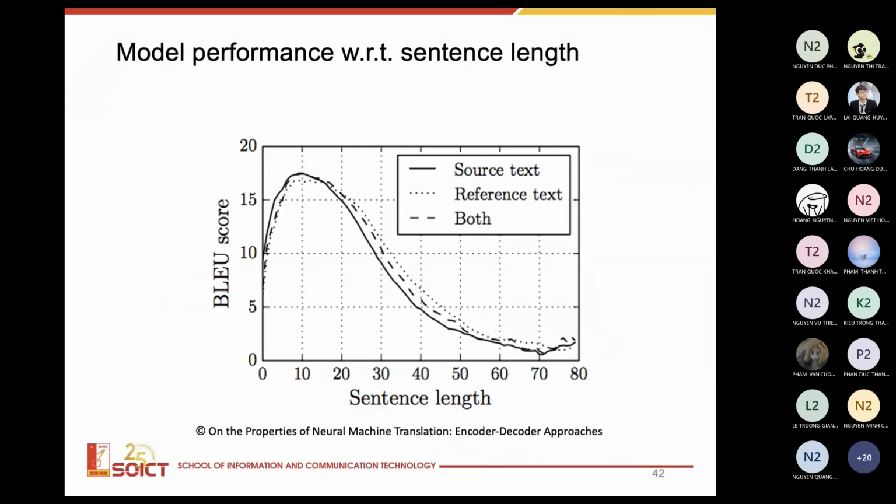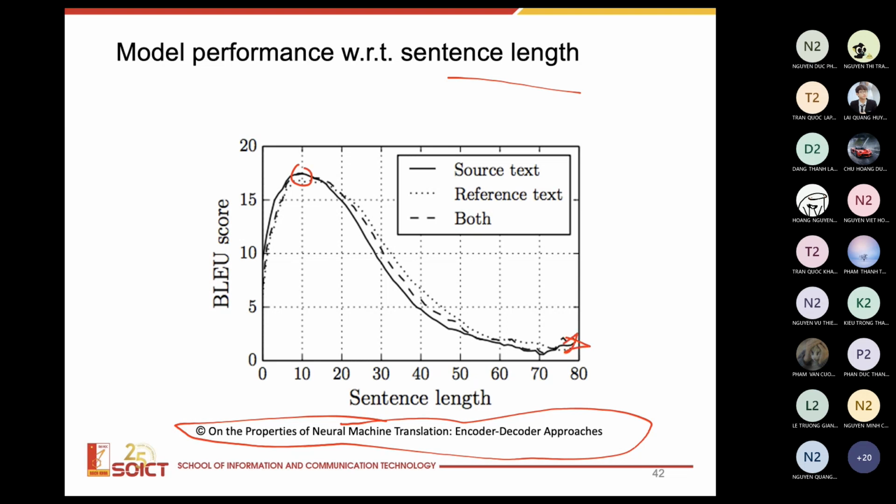Okay, so here's an experiment showing that the performance of neural machine translation reduces with regard to the sentence length, right? So here you see when you increase the length of the source sentence and also the length of the target sentence, you see the BLEU score reduces increasingly, right? So it's really saying that it will be really hard for the model to translate a long sentence, right?